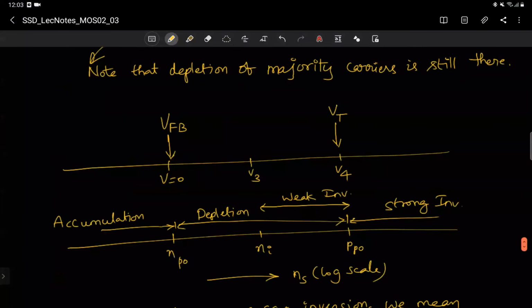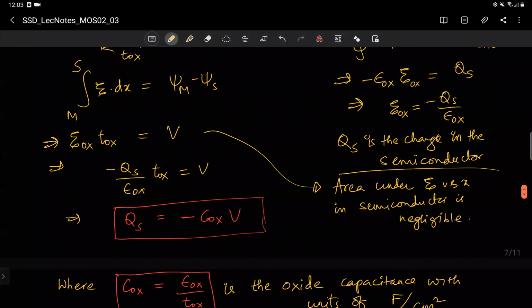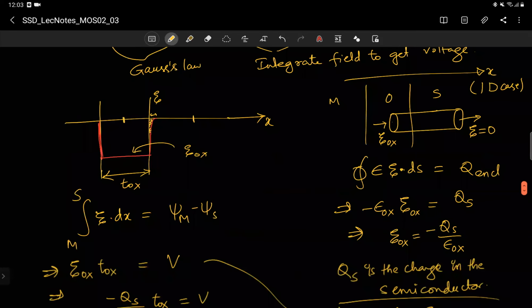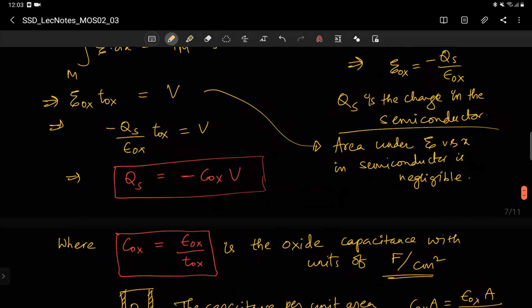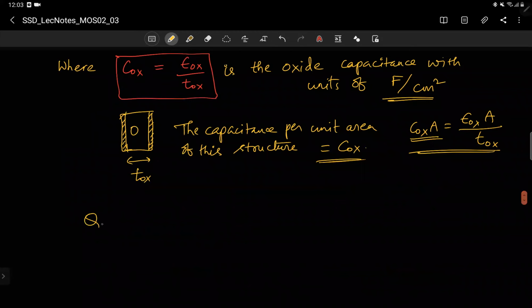So in the morning we saw the analysis for V less than 0, and then we finally related the charge in the semiconductor to the voltage applied across the junction. And then what is the charge on the metal? Qm, charge on the metal. So this will be equal to Qs because there is no charge earlier in the device.